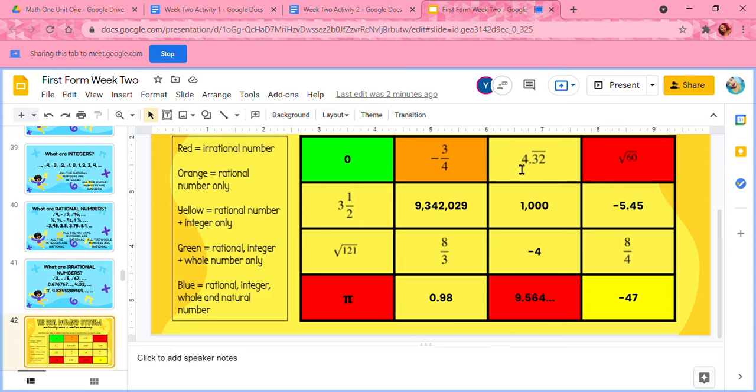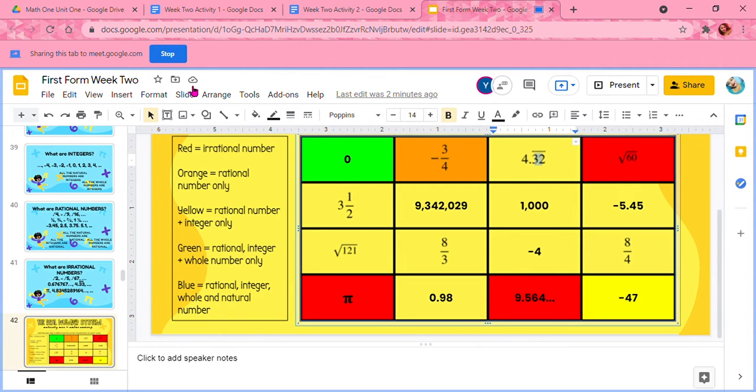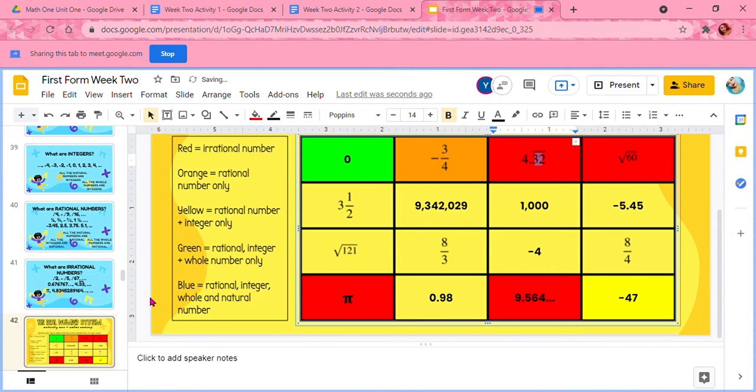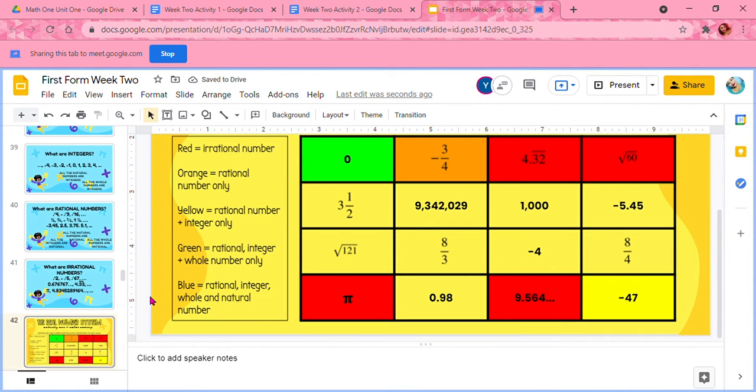Irrational. Very good. It's an irrational number. So I'm going to color this red because it's irrational. It's irrational because the little line at the top means that it continues and repeats the same numbers, right?